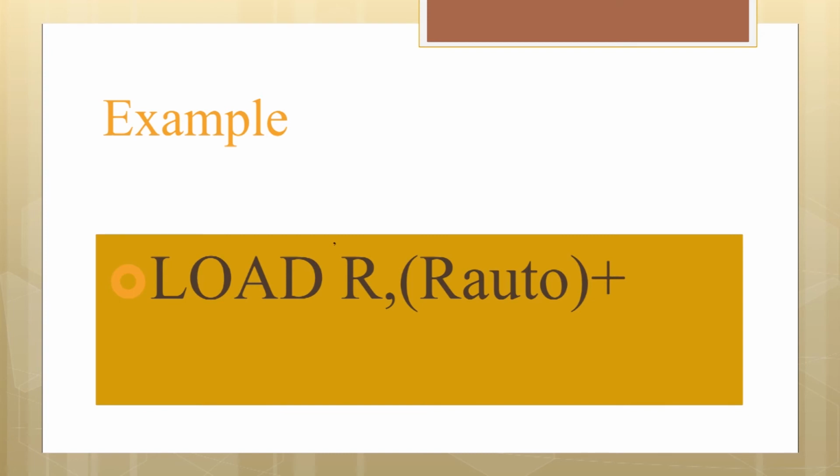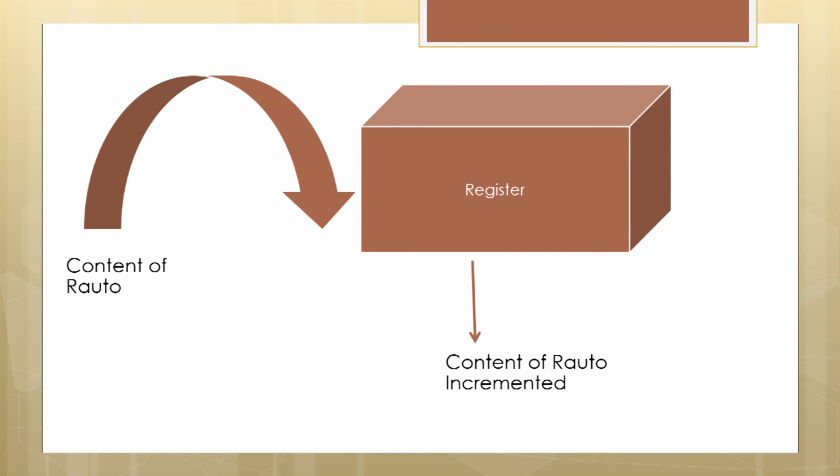Consider an instruction load R, (R auto)+, which loads register R with the operand whose address is the content of register R auto. After loading the operand into register R, the content of register R auto is incremented, pointing, for example, to the next item in a list of items.